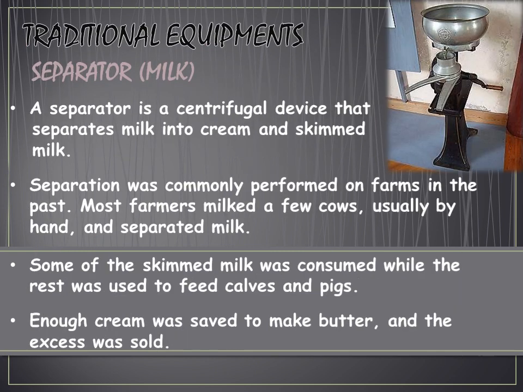Now I would like to explain the traditional equipments. When you consider the traditional equipment, separator is very popular one. Here we are going to separate the milk. A separator is a centrifugal device that separates milk into cream and skim milk. Here I have given a traditional photo of it also.